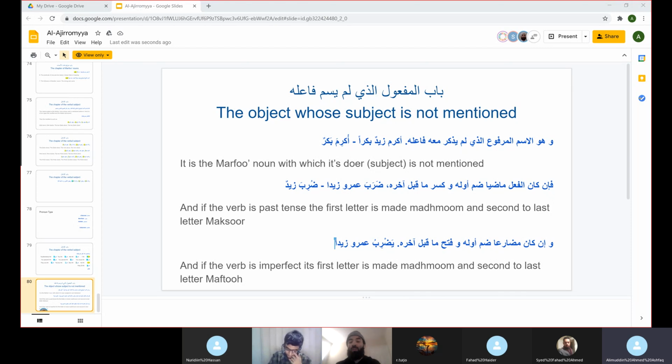As the author says, we make the first letter what? Madmum, right? We give it a dhamma. The dad remains the same. The second to last letter we make maftuh. Yudrabu. And once you see this form, you know that the subject needs to be removed. So all you will mention is Zaydun. Duriba Zaydun meant Zayd was hit. Yudrabu Zaydun means Zayd is being hit, present and future tense.